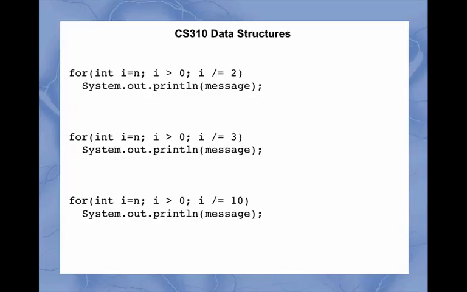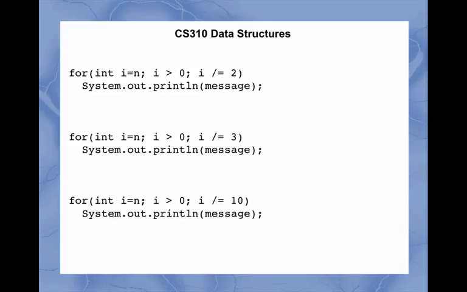Now here I have another code sample, and we have 3 different segments here. That is, these aren't intended to run sequentially. Rather, there are 3 variations of the same problem. Notice here that the stopping condition is the same for all of them. That is, start at n, and keep going as long as I is greater than 0. But in the final part of the for loop, we have I is equal to I divided by 2, I is equal to I divided by 3, and then the last one, I is equal to I divided by 10.